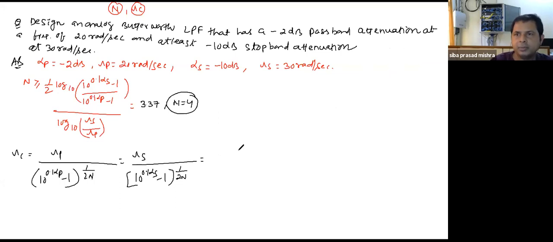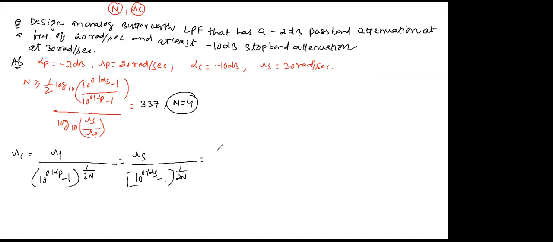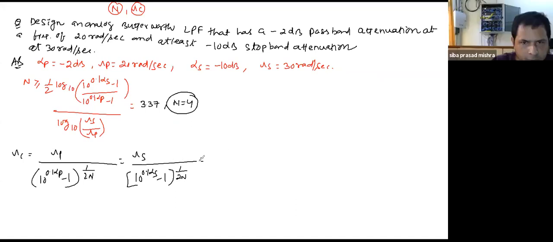What is the value of omega c? Actually, it is coming 21.3868. Just verify once. Okay, so omega c we are getting 21.3868 and n we are getting 4. Clear? Now we will write our transfer function.